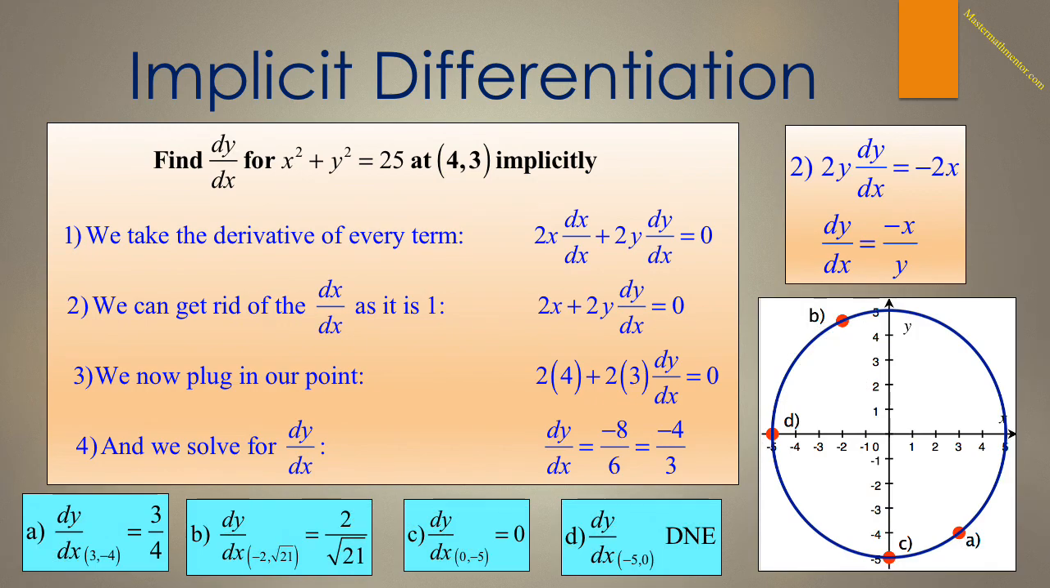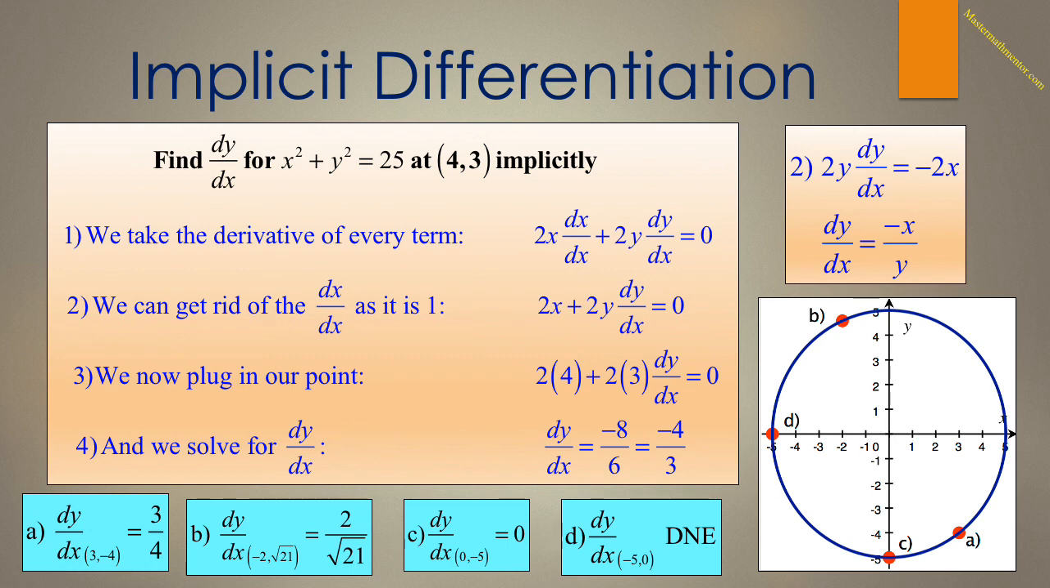We now show 4 points, A, B, C, and D, which are on the circle. We can find the slope of the tangent line to the circle at those points because we have a formula for the derivative, dy/dx equals -x/y. So at the point (3, -4), the derivative is 3/4.